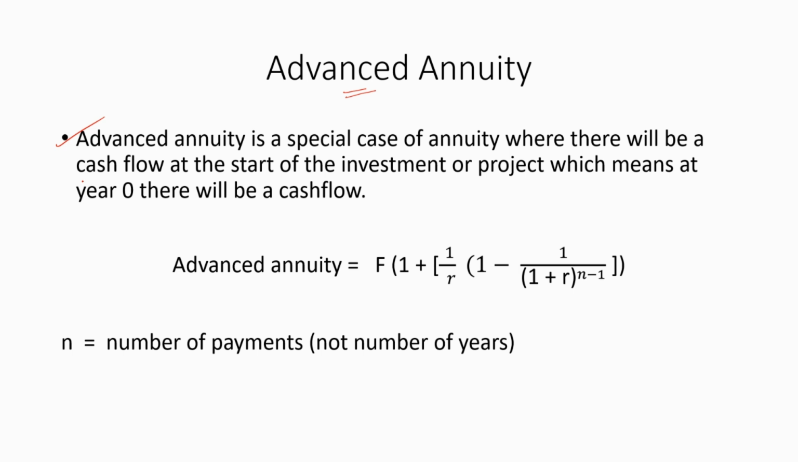Here the advanced annuity is a special case of annuity. So the main difference is at year 0 there will be a cash flow. So this is the formula to calculate the advanced annuity. There have been a few changes to the annuity formula we discussed earlier, which is now there is 1 here and n has changed to n minus 1. Let's discuss what has happened. Pay close attention. This simple n represents the number of payments, not number of years.